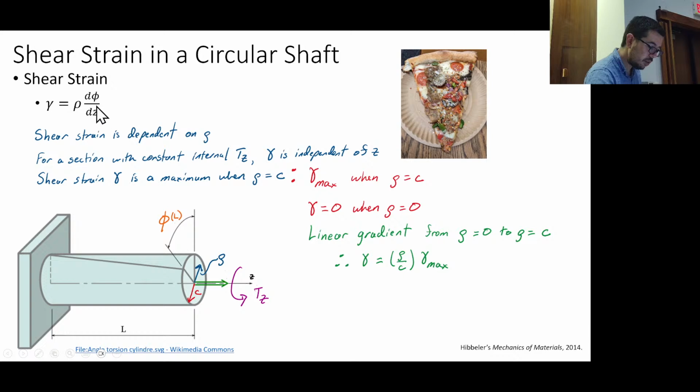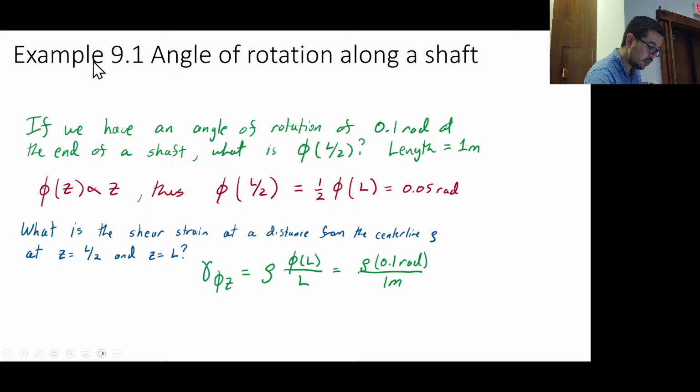Because it's a linear gradient, if we know what phi is and we know what L is, we can figure out what the shear strain is. And that should be familiar too, because remember, how did we define regular axial strain? As the delta over the length, the displacement over the original length. So this is kind of similar: what is the angle of rotation, and what is the length? Times rho, that will give you the shear strain.